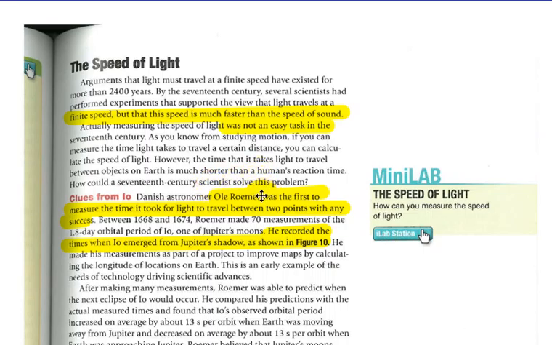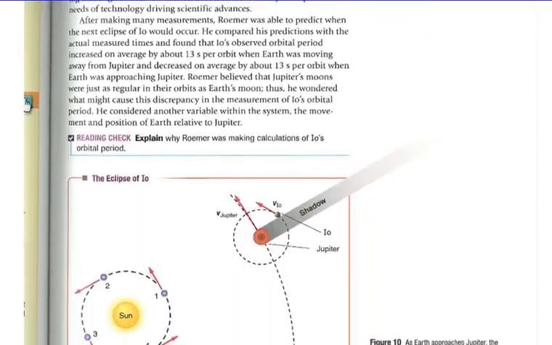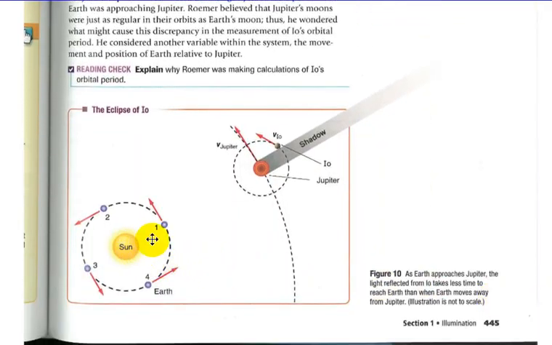Danish astronomer Ole Romer was the first to actually measure the time it took for light to travel between 2 points. Between 1668 and 1674, Romer made 70 measurements of the 1.8 day orbital period of Io, one of Jupiter's moons. So here's the Sun, here we are, here's Jupiter, here's Io. So it takes 1.8 days to go completely around Jupiter. So it's very quick moving.